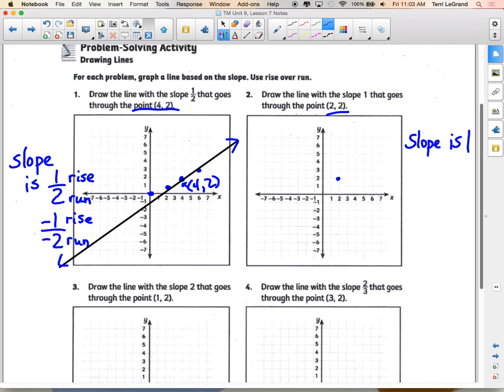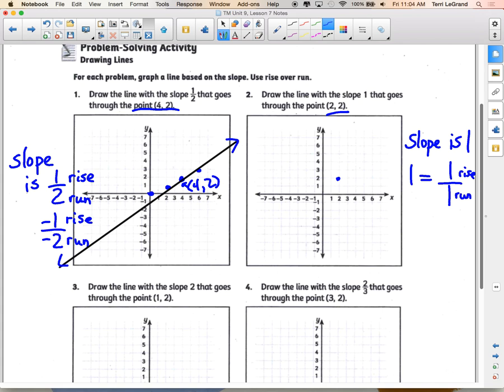What can we do to make 1 into a fraction? How do I make any whole number into a fraction? Put it over 1. So this really is the same as 1 over 1. 1 equals 1 over 1. So this is our rise, and this is our run. It's rising as much as it is running.